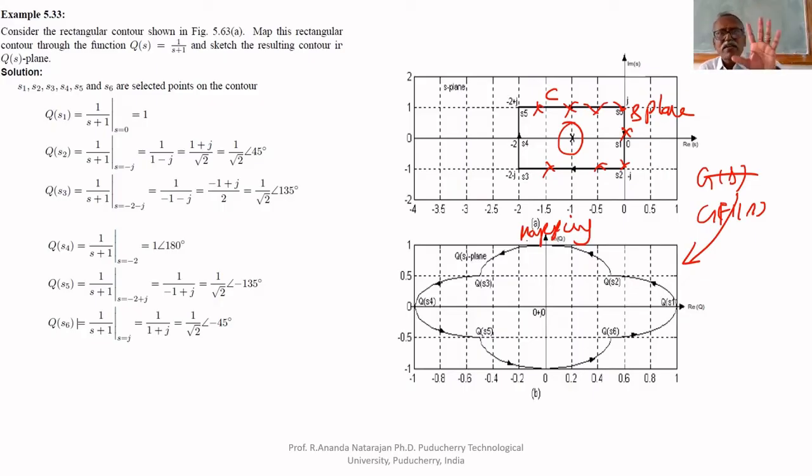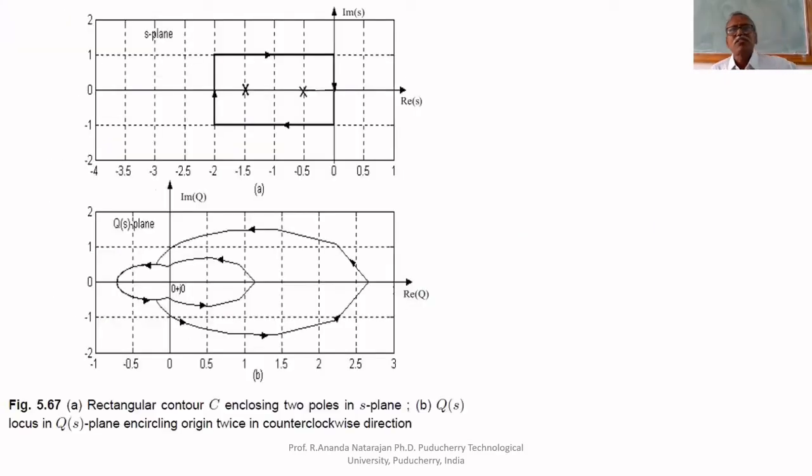So if the pole is inside that contour, that is mathematics. If a pole is inside the contour, then if you do the mapping, it will encircle the origin in the anti-clockwise direction. How am I telling the direction? If you select S1, S2, S3 in the clockwise direction, here Q1, Q2, Q3 will move like that in the anti-clockwise direction. Therefore, if the contour encloses the pole in the clockwise direction, then this mapping will encircle the origin in the anti-clockwise direction once.